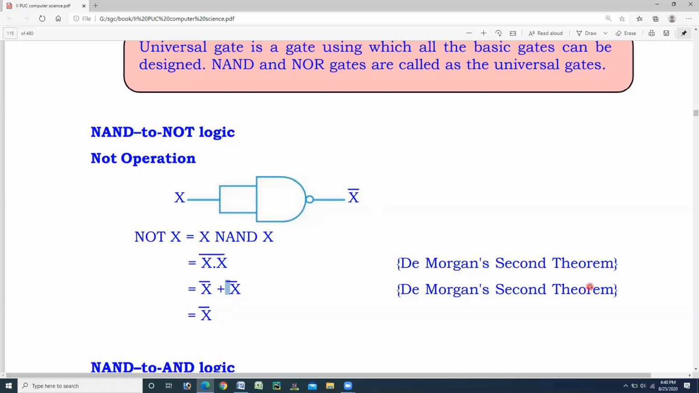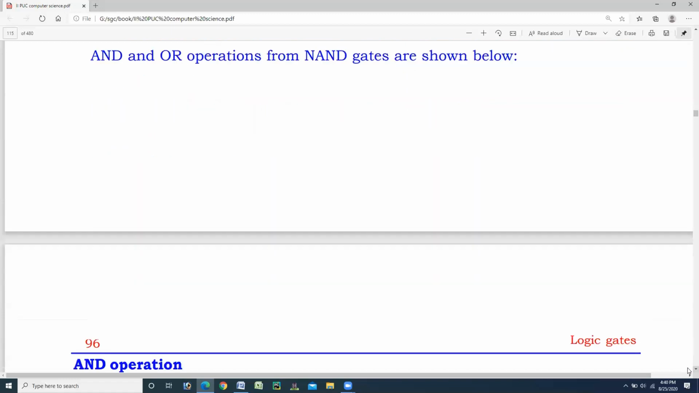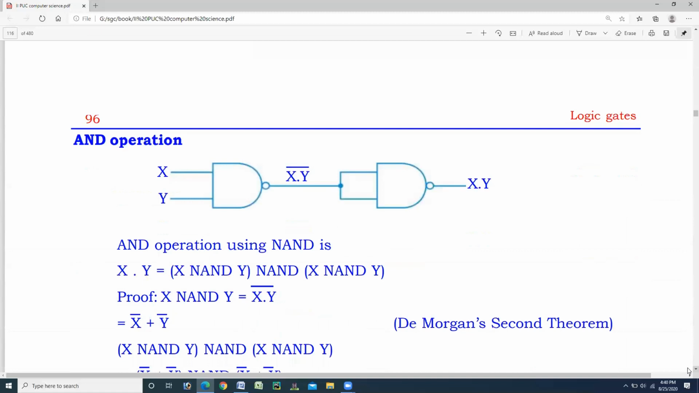This is one. Next we'll realize the NAND to AND logic gates. NAND gate works like AND gate. That we'll see now.